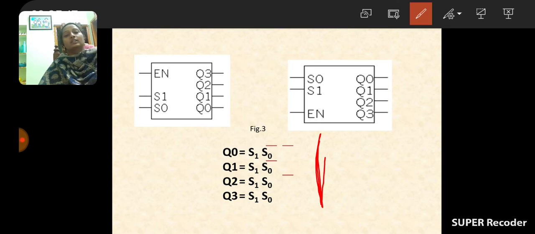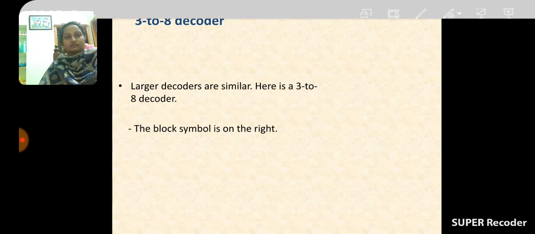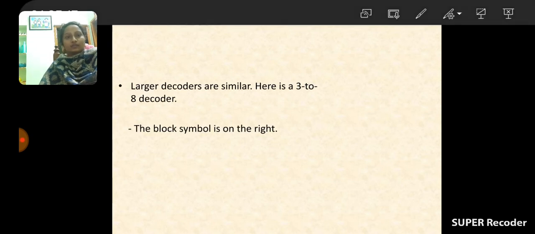So in the last case, no bar is there. No bar in the mathematical expression means that in the logical expression S1 is equal to 1 and S0 is equal to 1. Is it clear? Okay. So these are the logic symbols, once for enable 0 and once for enable 1.